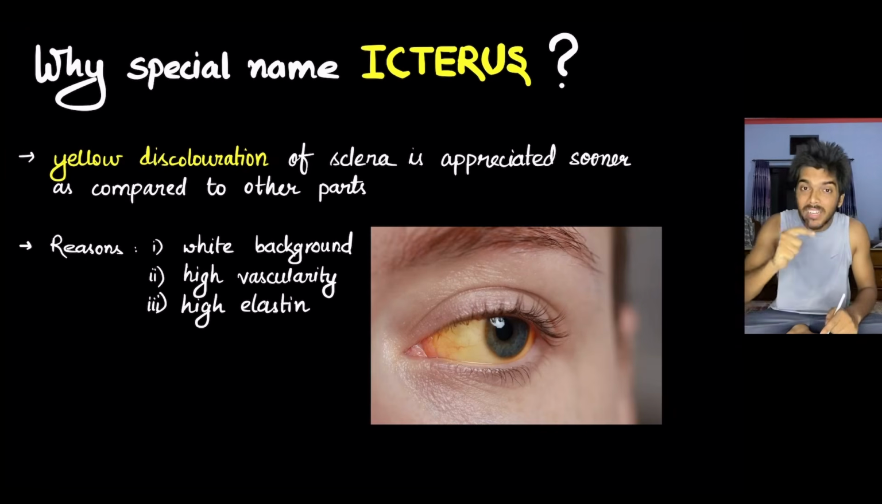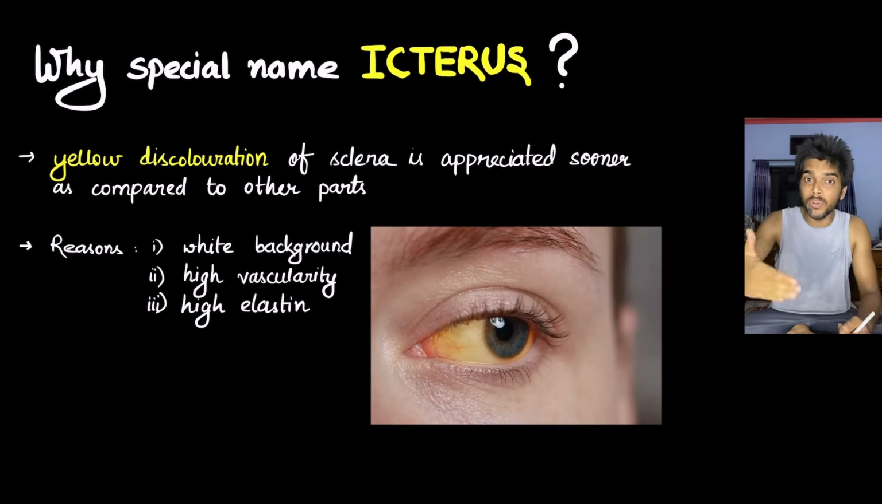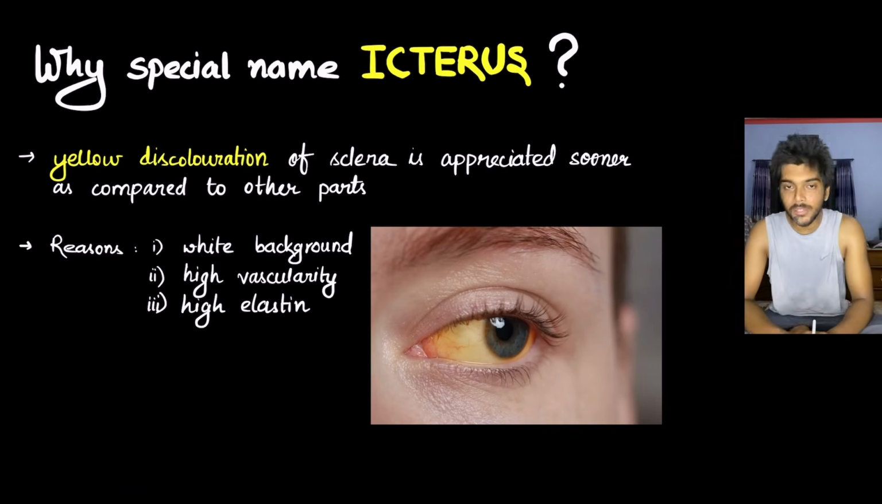That means this patient is soon going to develop full-blown jaundice. That is yellow discoloration of skin, mucosa, interstitium, which is going to appear soon after icterus. That's why it's clinically important.